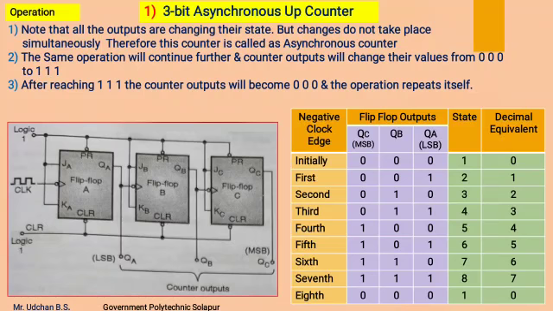The same operation goes on repeating for the next clock pulses, for the next negative edges, and the outputs will change their values from 000 to 111. After reaching the maximum count, that is 111, the counter outputs will become 000 for the further negative edge of the clock pulse, and the operation repeats itself.